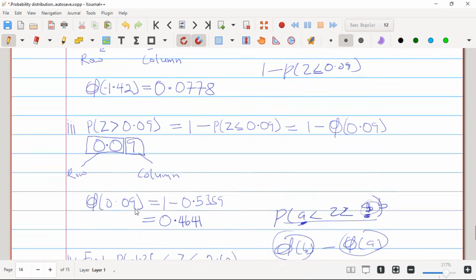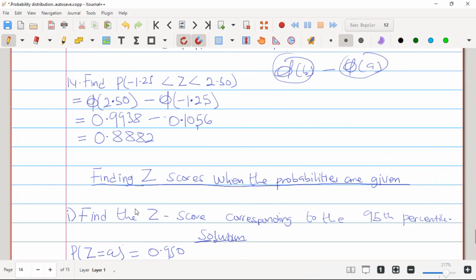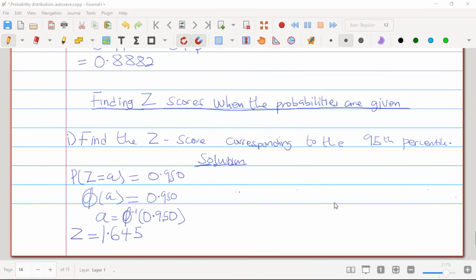So what about if our z-score was not given and the probability is given to us, and they have been asked to find the z-score? How are we going to go about it? So we are going to start on those questions. So here our first question is, find the z-score corresponding to the 95th percentile.